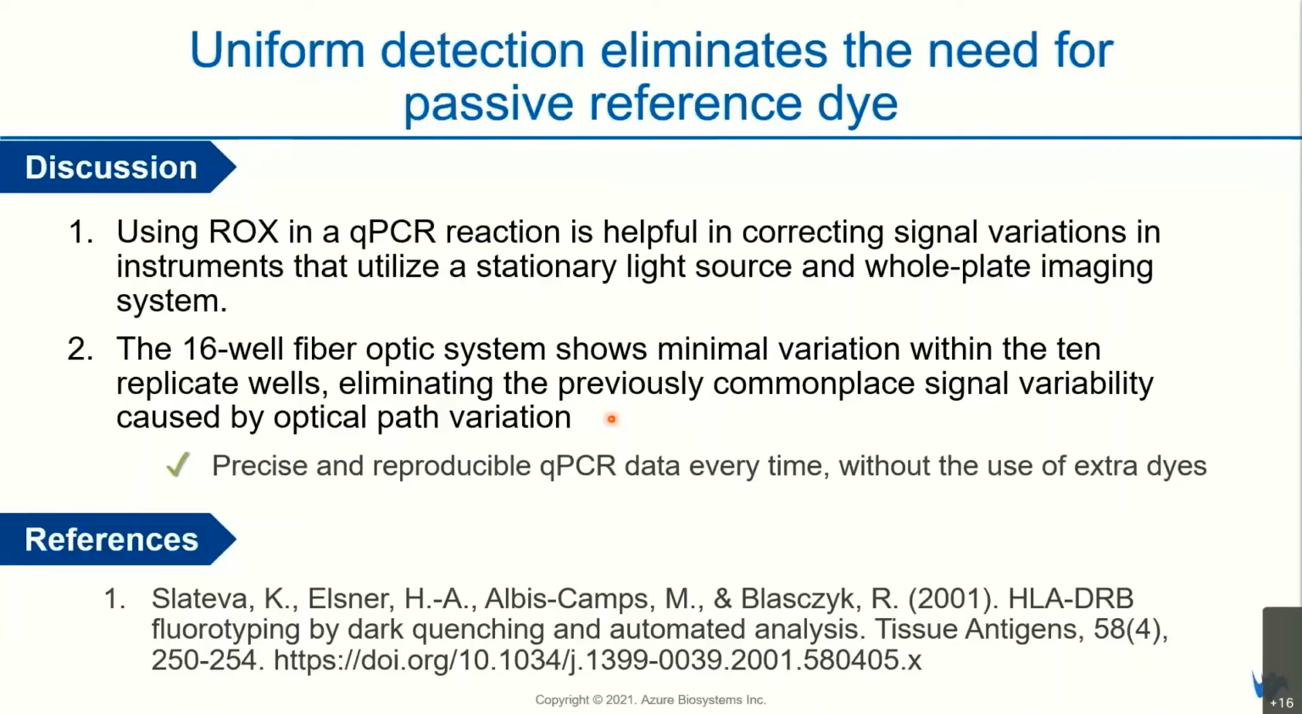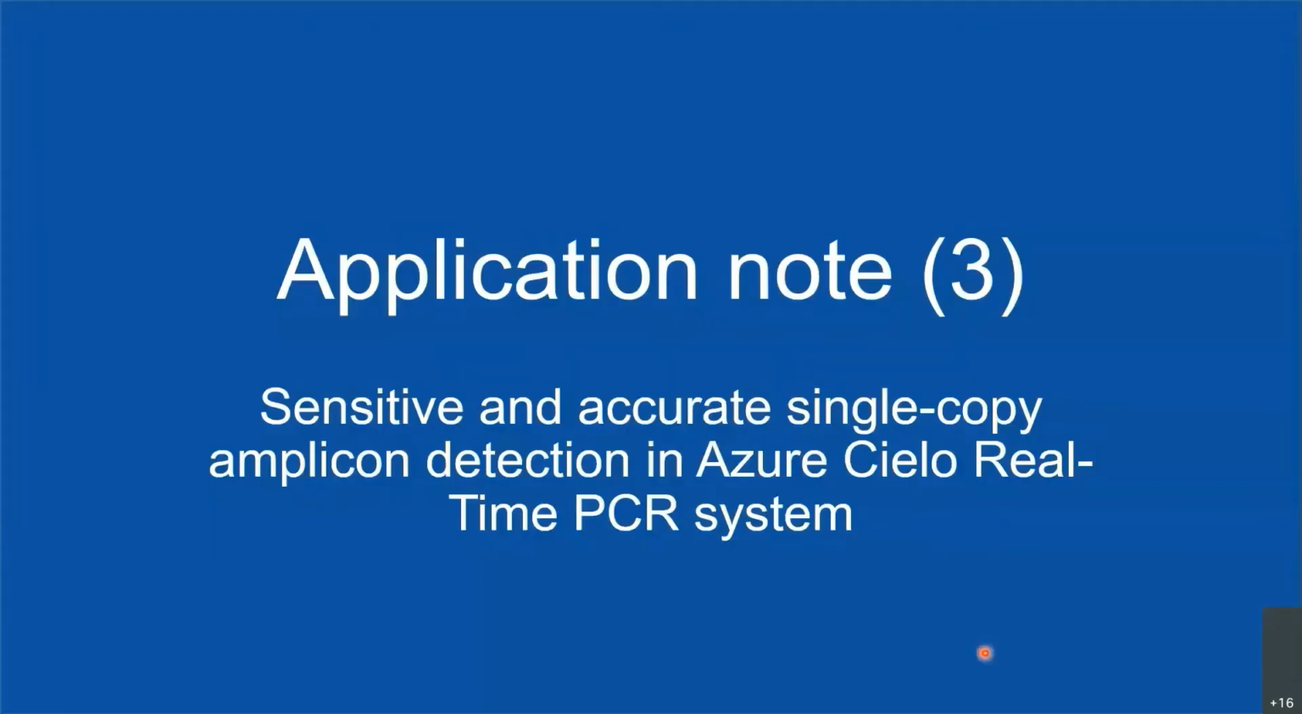That's the reason why we say Cielo is able to give you precise and reproducible qPCR every time without the use of extra dyes. Right, these are the references used in this application note. We have talked about 6-channel multiplexing qPCR. The uniform detection eliminates the need for passive reference dye. This is what we're talking about, to eliminate the optical path variation. Next, let us push the limit of this system. Look at the sensitive and accurate single copy amplicon detection in the Azure Cielo Real-Time PCR system.